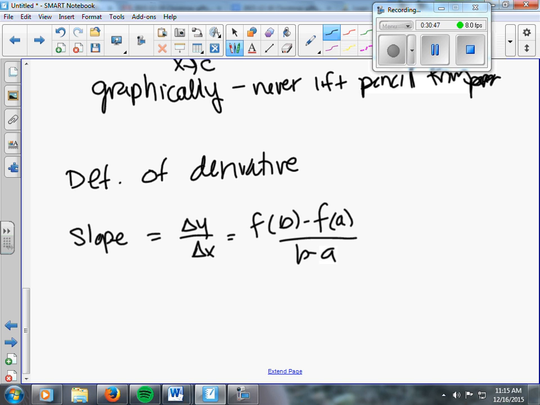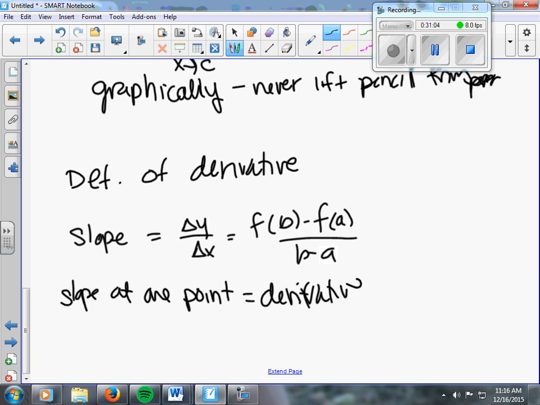When you have derivatives, it's this, but you don't have a change in x. You just worry about the derivative at a point, or the slope at a point. Slope at one point, that's the derivative. And that's f prime of c. And that's the slope of your tangent line. This is the slope of these old ones up here. That's the slope of a line where you've got 2 points. That could be a secant line. But down here, this is a tangent line.